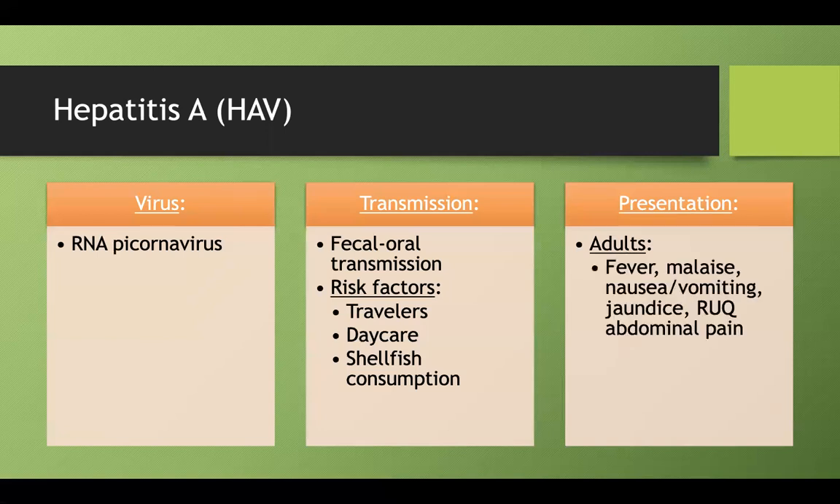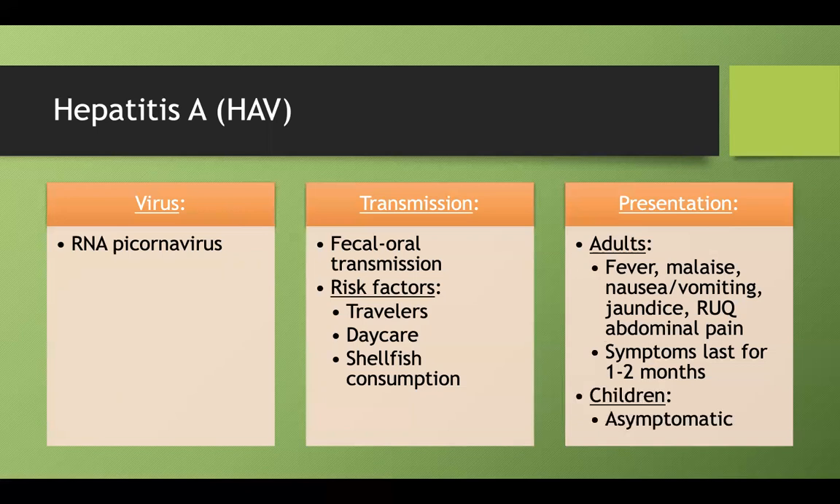In adults, you're going to notice the symptoms. It's going to be fever, malaise, nausea, vomiting, jaundice, right upper quadrant abdominal pain. So all those classic hepatitis symptoms that we mentioned, you're going to see it very, very pronounced. It'll last about 1 to 2 months. In children, on the other hand, oftentimes they are asymptomatic.